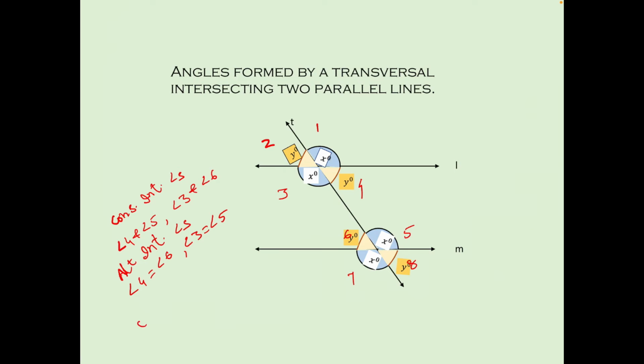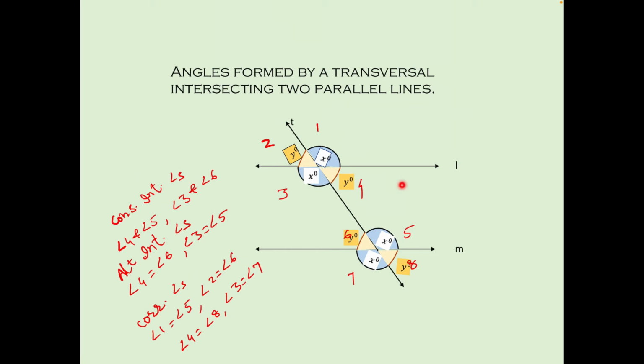So let's write here: corresponding angles, which are they? Angle 1 is equal to angle 5, angle 2 is equal to angle 6. Similarly, angle 4 is equal to angle 8 and angle 3 is equal to angle 7, right?